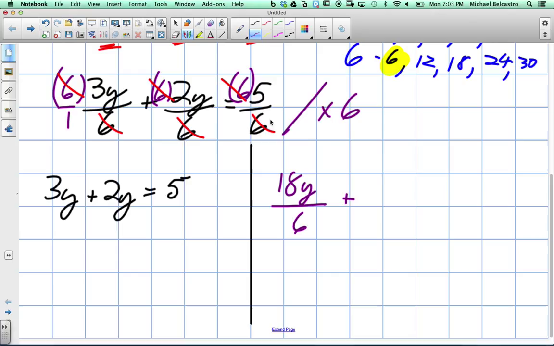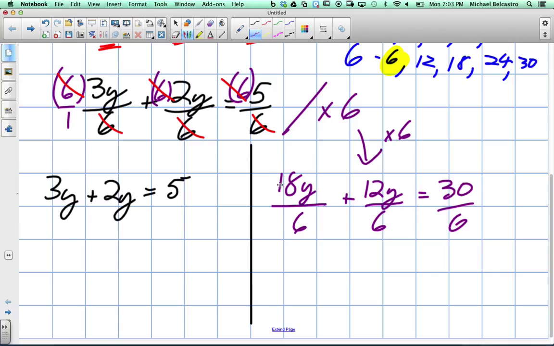Plus 6 times 2 would be 12y, still 6 on the bottom, is equal to, and 6 times 5 is 30, still above 6, okay? So there this is where I've actually multiplied everything by 6. Well, we can now simplify. What's 18 divided by 6? 3, yeah, it gives us 3.